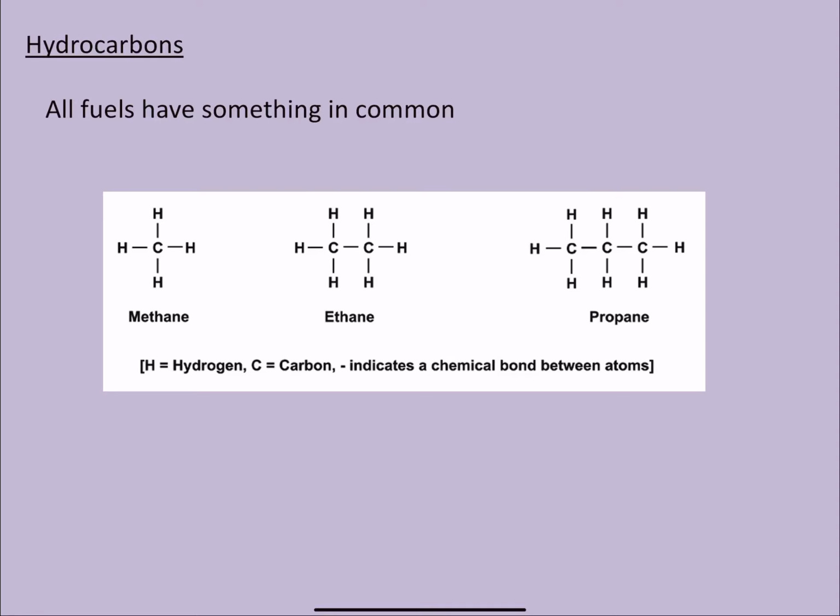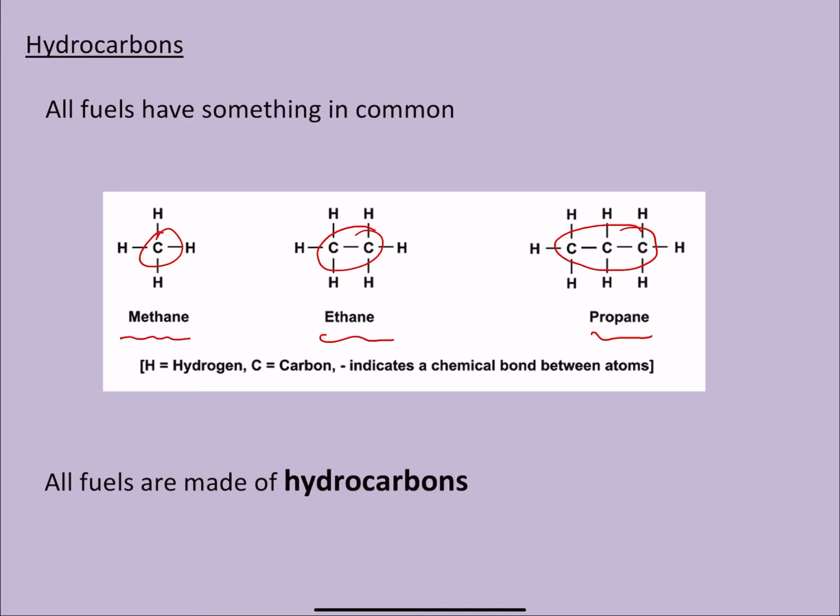Hydrocarbons. All hydrocarbons are fuels and they all have something in common. So we're going to look at the first family of hydrocarbons, which is alkanes, which starts with methane, ethane and propane. You'll see methane has 1 carbon, ethane has 2 carbons, propane has 3. You will need to know the first 8 members of the alkane family. So all fuels are made of hydrocarbons.